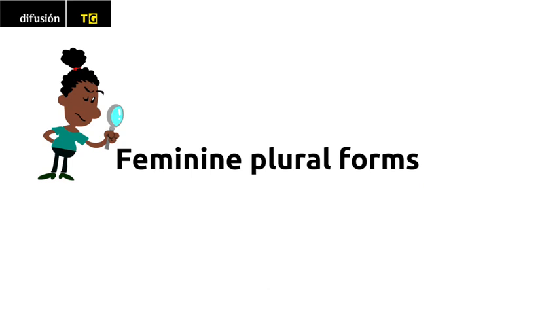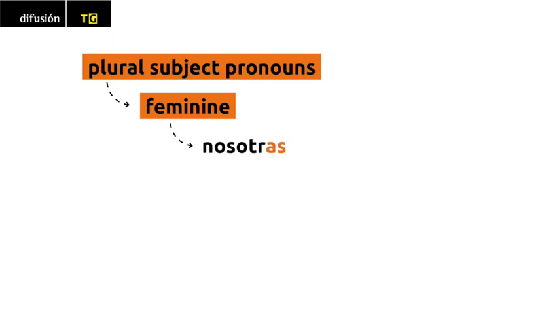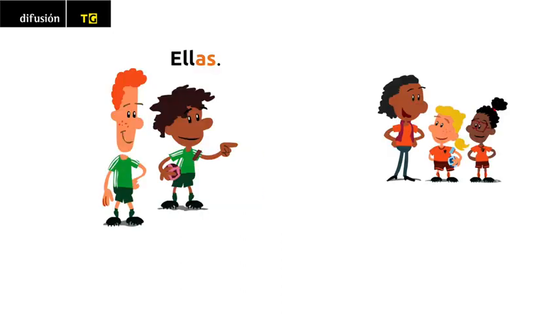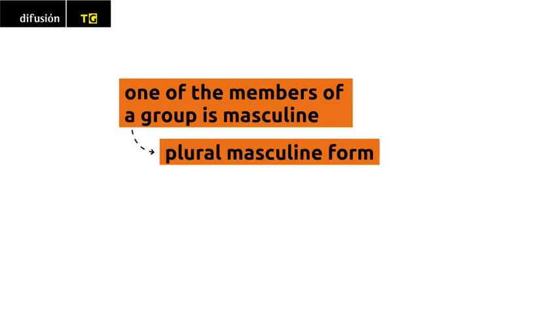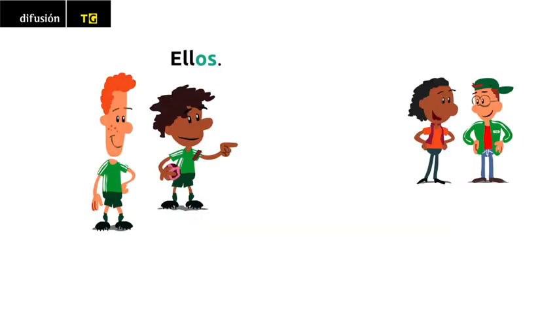Feminine plural forms. Plural subject pronouns that are marked as feminine, nosotras, ellas, and vosotras as well, are used to refer to groups composed exclusively of members who are of feminine gender. Ellas. If at least one of the members of a group is masculine, most speakers use the plural masculine form. By tradition, this form is considered the default and not marked for gender. Ellos.